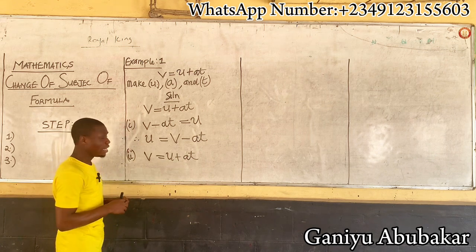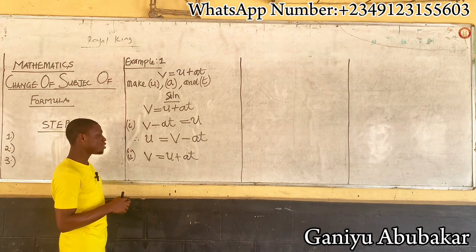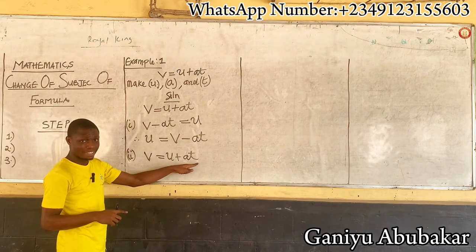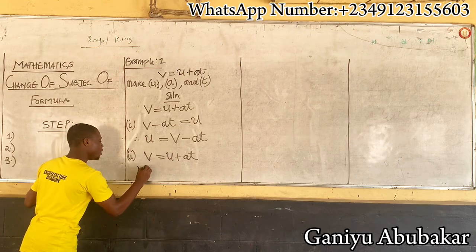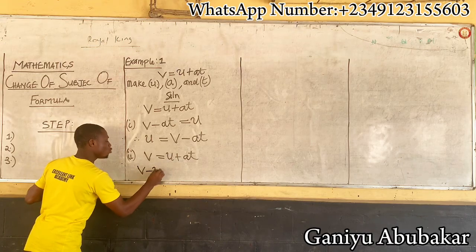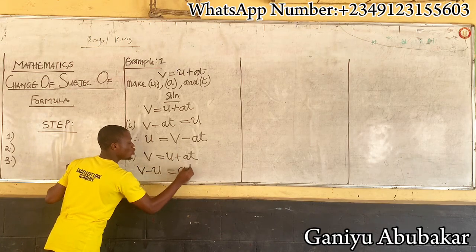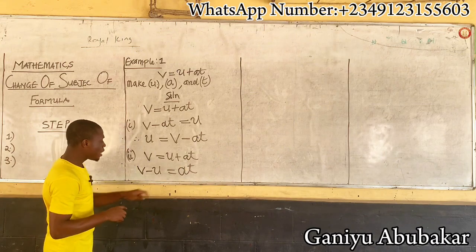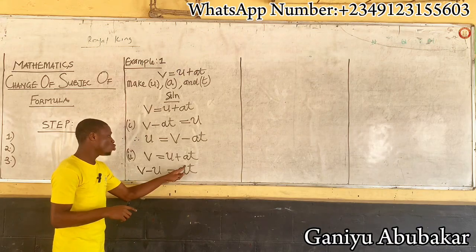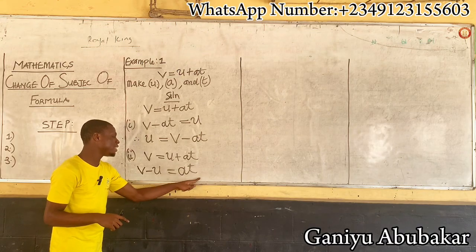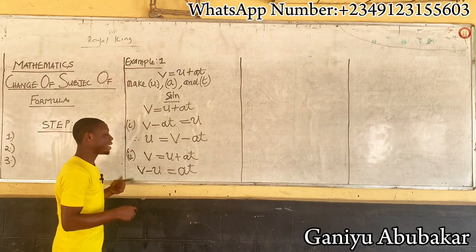As my very first task, I'll try to make at stand alone first. So take this u here. If I take u here, I'll have v minus u equal to what? I have just only at left. Now I want to make a the subject, so I'll try to cancel t. To eliminate this t, I'll divide both sides by t.